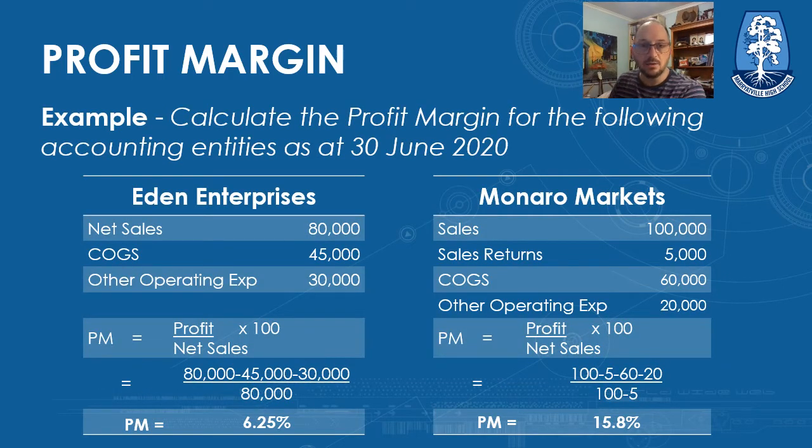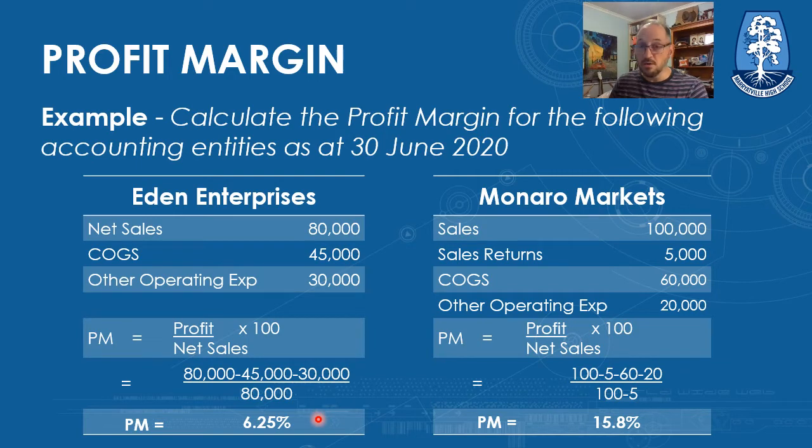Let's have a look at an example. Let's calculate the profit margin for these two businesses. Eden Enterprises has net sales of $80,000, cost of goods sold of $45,000, and other operating expenses of $30,000. Our profit margin is calculated by dividing profit by net sales. Net profit is $80,000 minus COGS of $45,000 minus other operating expenses of $30,000. Divide that by 80,000. That's going to be 5,000 divided by 80,000 equals 6.25%.